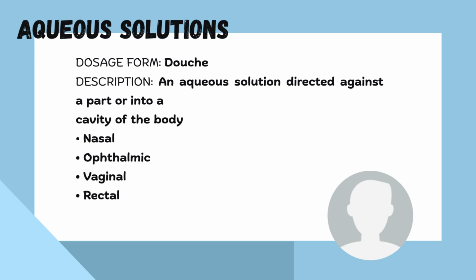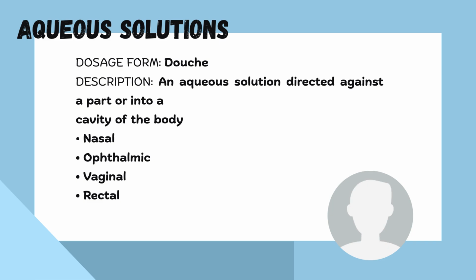Now let's talk about douche. So a douche is an aqueous solution that is directed against a part or into a cavity of the body for cleansing, antiseptic, or therapeutic purposes. So when we say douche, it means a solution used to wash or clean a certain body cavity, for example, vaginal, nasal, or rectal area. The liquid is applied under gentle pressure using a special device or container to allow it to flow over or into the area to be cleaned.